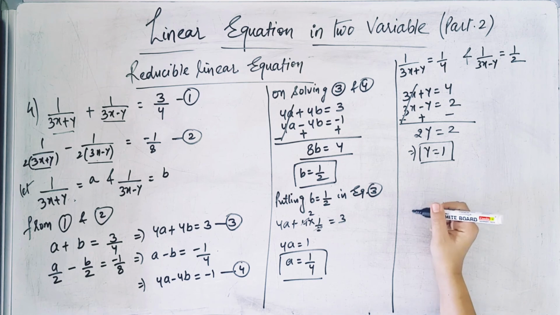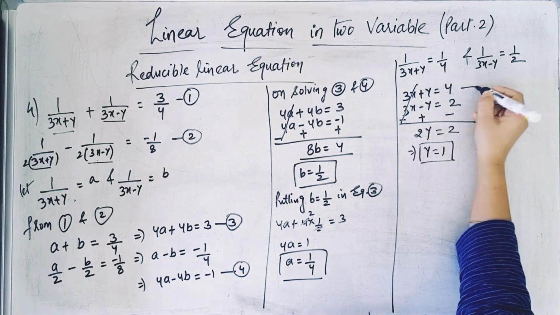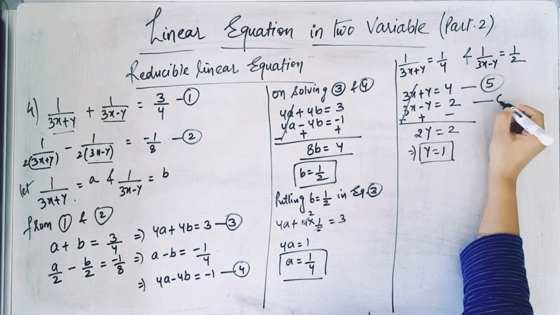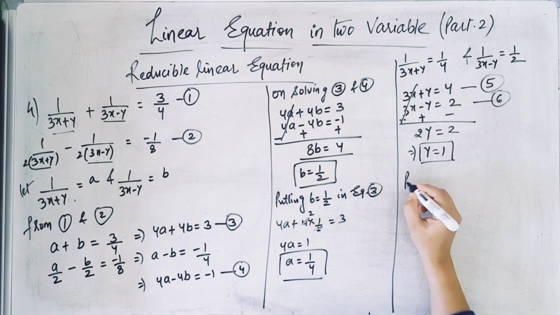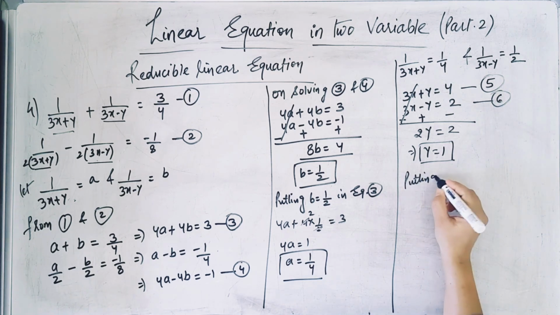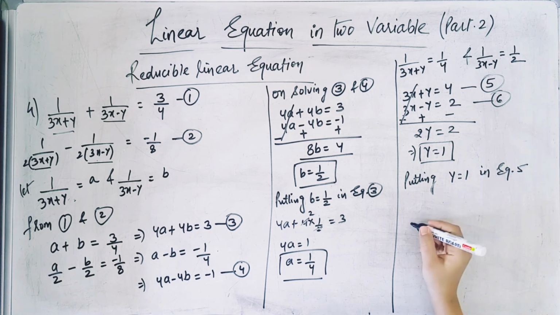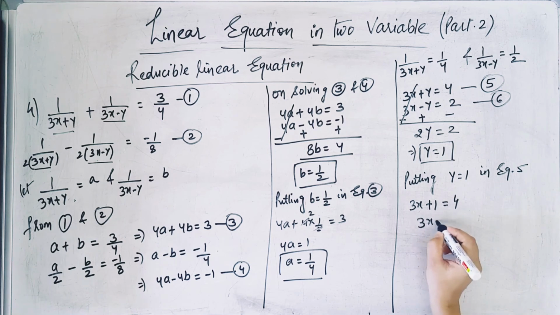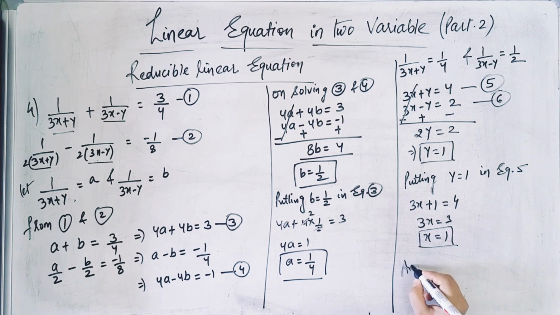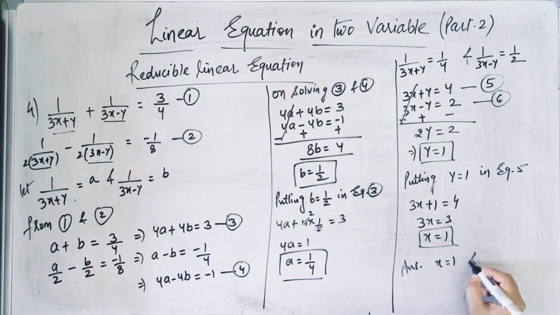Now putting the value of y in this equation, we'll suppose this equation to be 5 and this to be 6. So putting y equals 1 in equation number 5, thus we'll get 3x equals 3, so x will be 1. So the answer is x equals 1 and y equals 1.